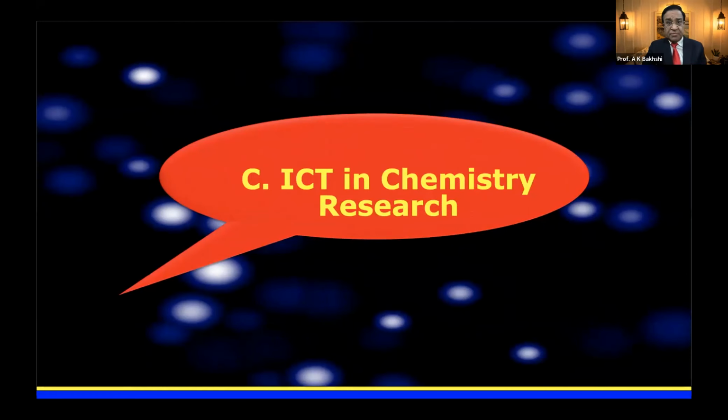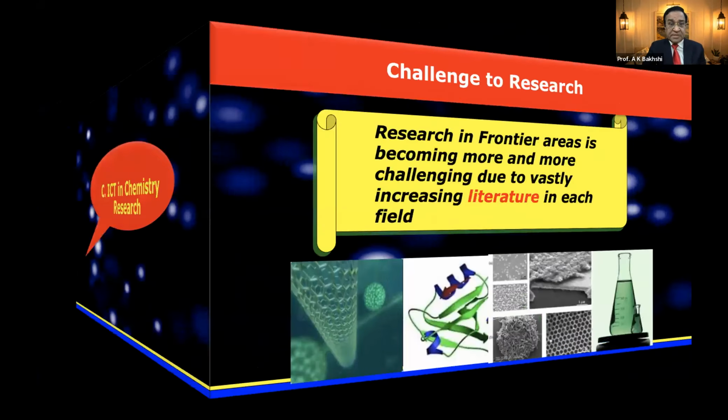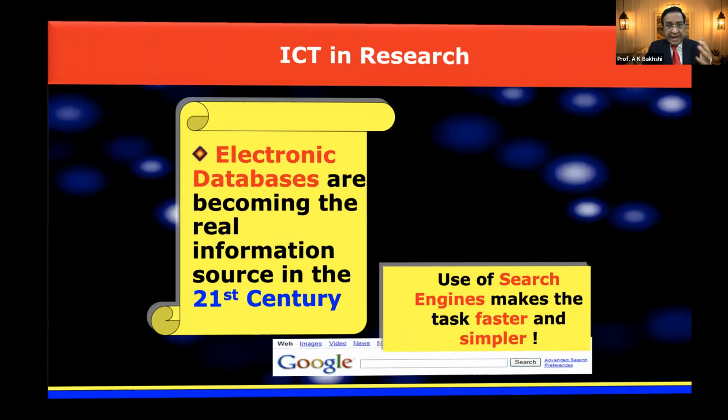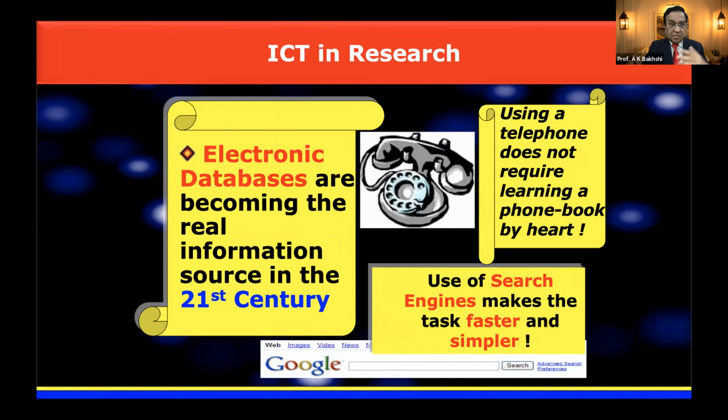Then the next thing which I want to tell you is that ICT has also changed the way research is conducted. Because knowledge is growing very, very fast, literature is becoming very vast. Therefore, research in frontier areas is becoming more and more challenging. And therefore, ICT helps. If you want to do research, you have to do a literature survey. So if you can't get all the journals, how to do that? So here also technology helps.